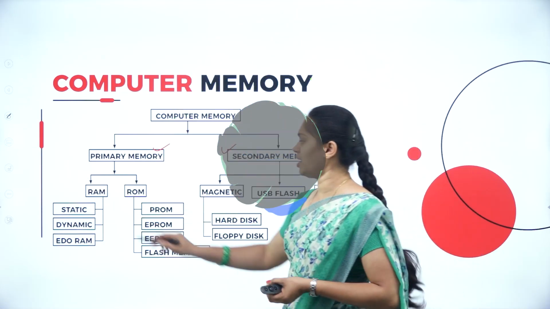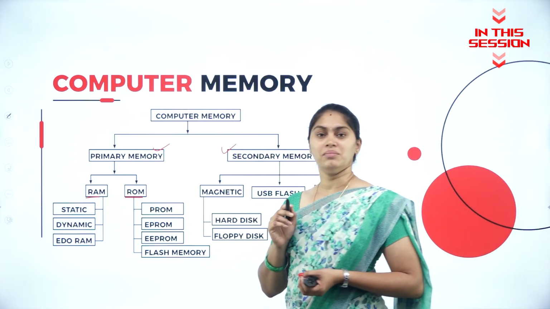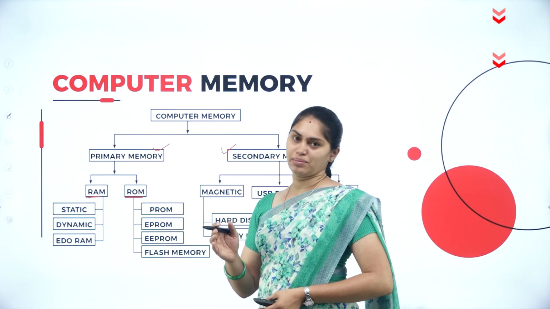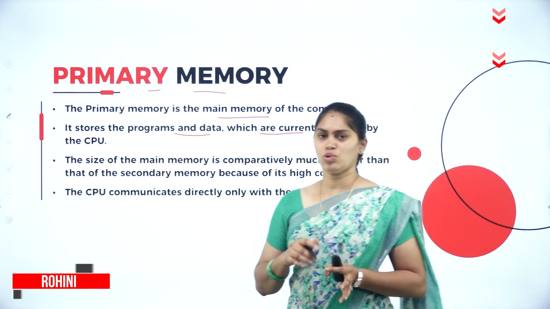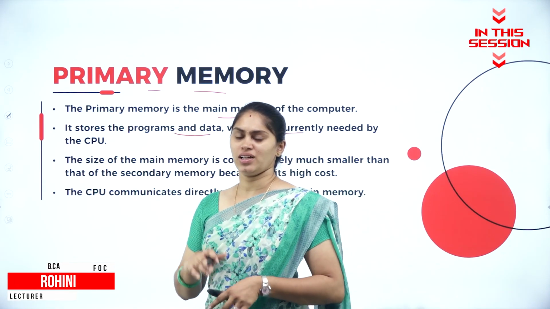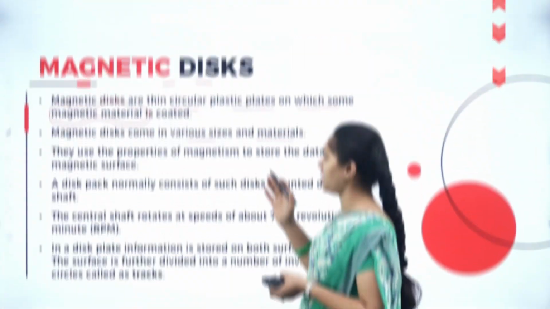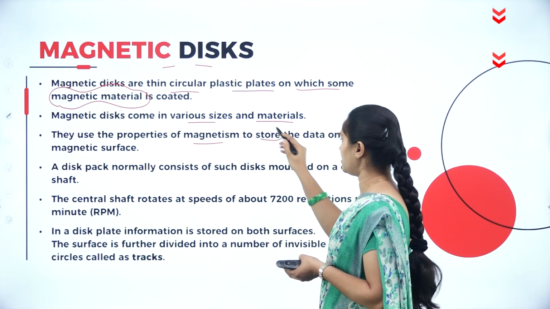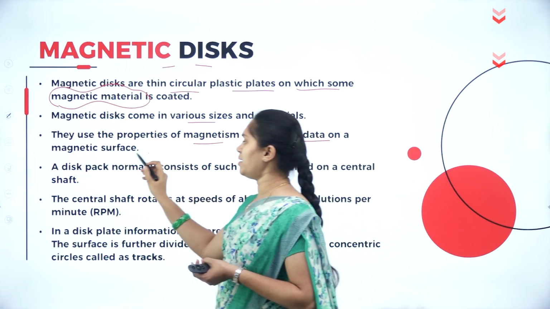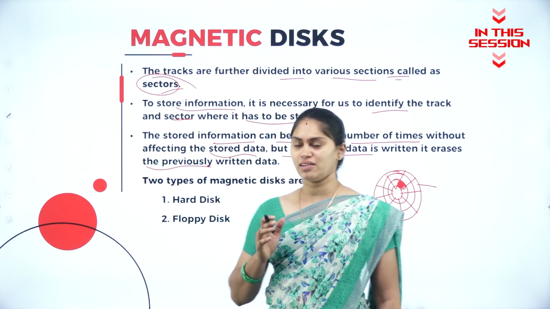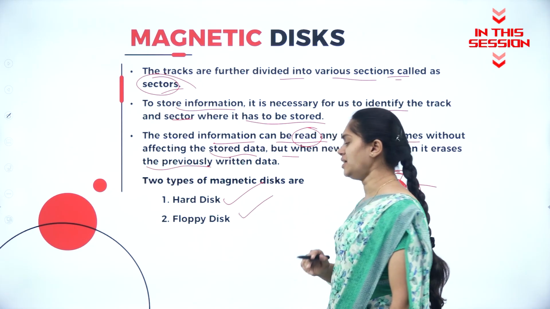In the primary memory, we have RAM and ROM. RAM is what? Random access memory. ROM is read-only memory. Whatever you wanted to execute, whether it is in primary or secondary memory, that should be in the primary memory at the time of execution. The main property of magnetism is to what? To store the data on a magnetic surface. What are the magnetic disks we have? That we have is hard disk and floppy disk.